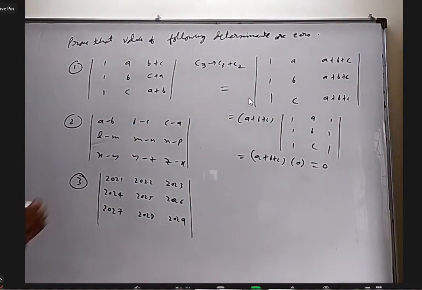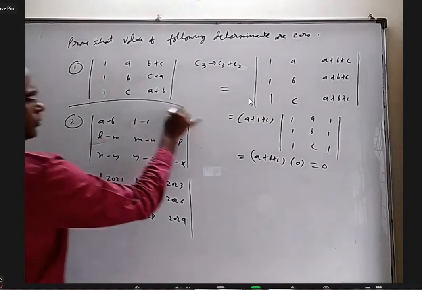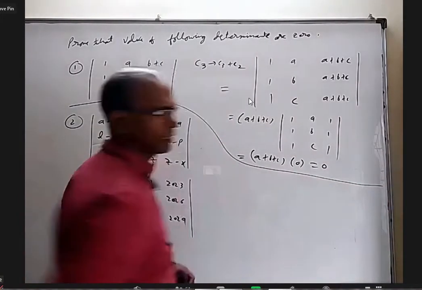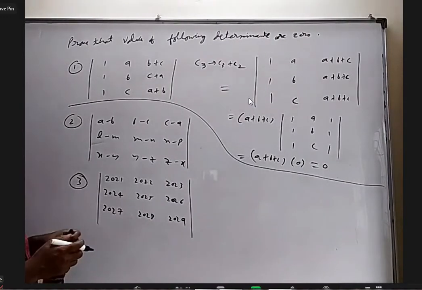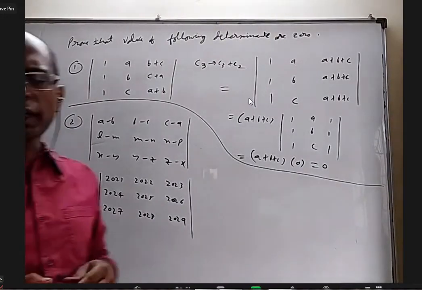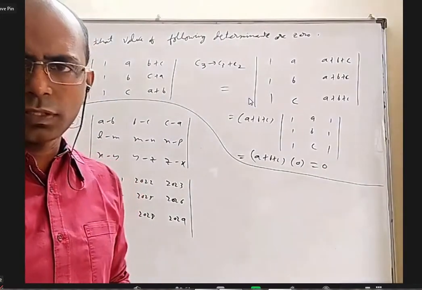Sir, this is the first sum, based on determinant properties. Sir, again, first column is also identical, no, sir? No, just because it is identical, that will not be 0. Nothing like that.